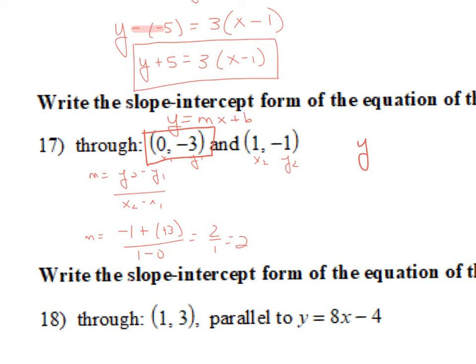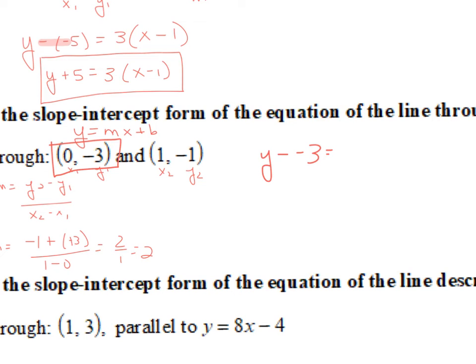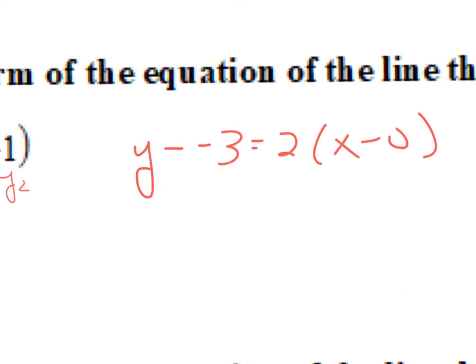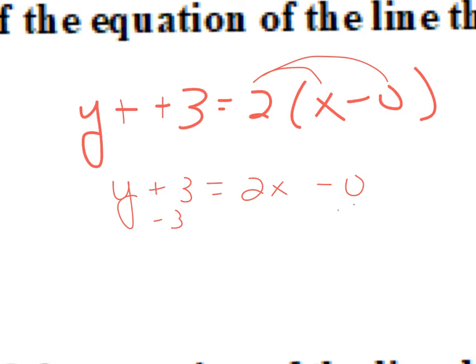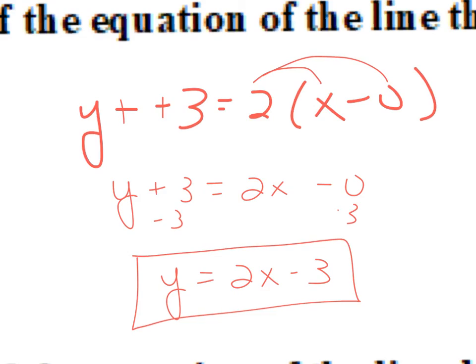So I'm going to have y minus my y value of -3 equals my slope, which is 2, and then x minus my x value, which is 0. So now I'm going to make that double negative a positive. We need to distribute because we've got to solve for y here. So I have y plus 3 equals 2x minus 0, and then subtract the 3 over. So y equals 2x minus 3. And there's your slope-intercept form.